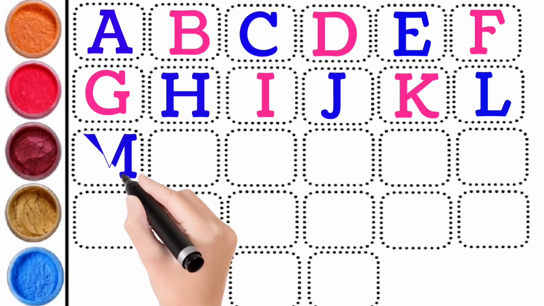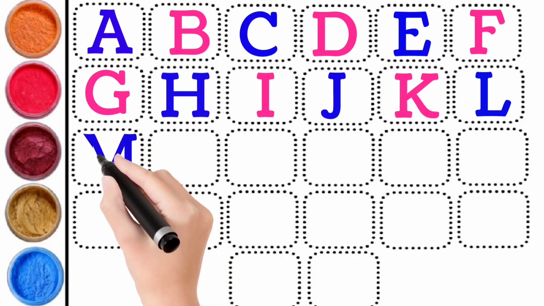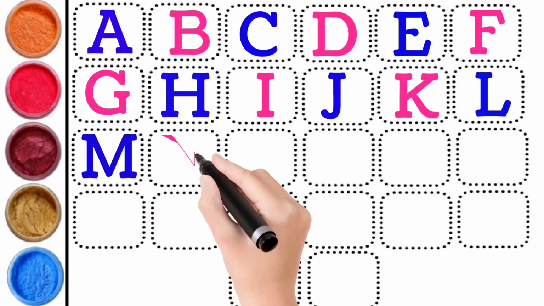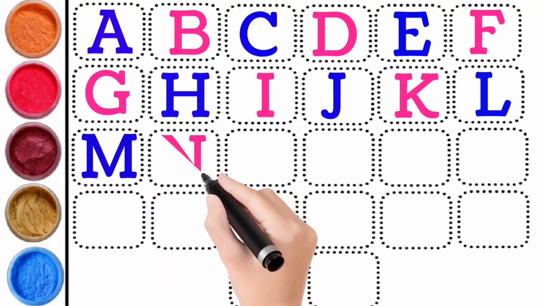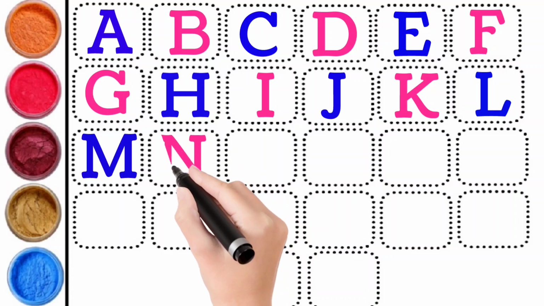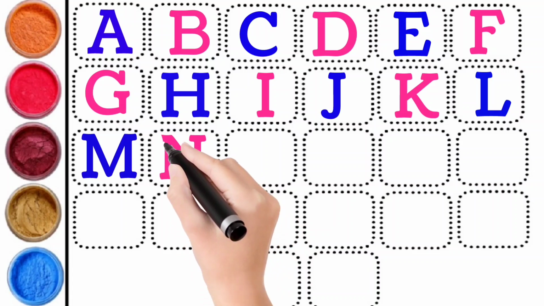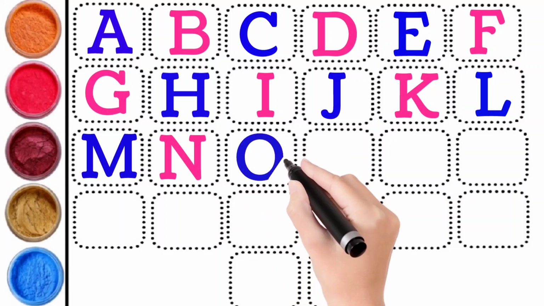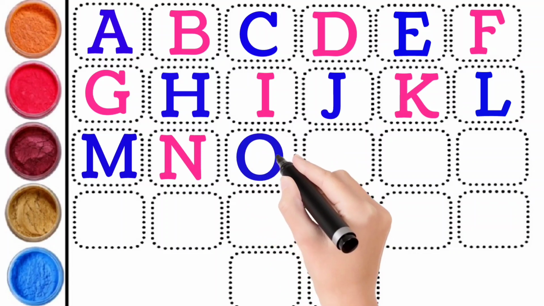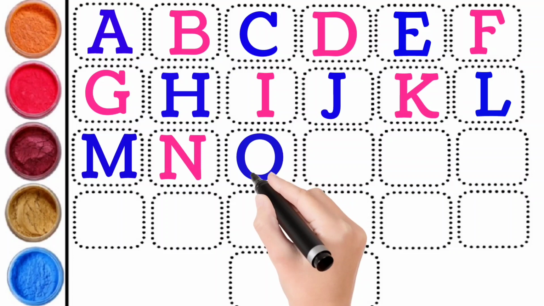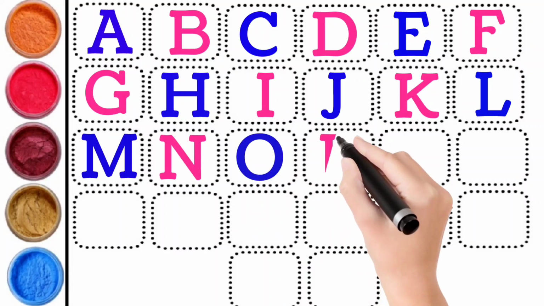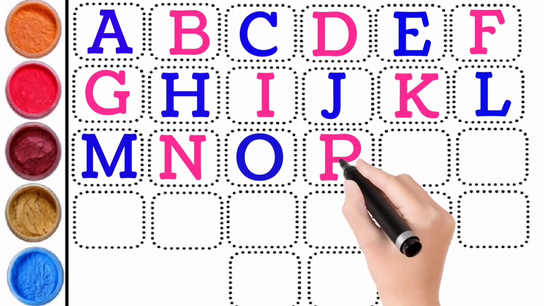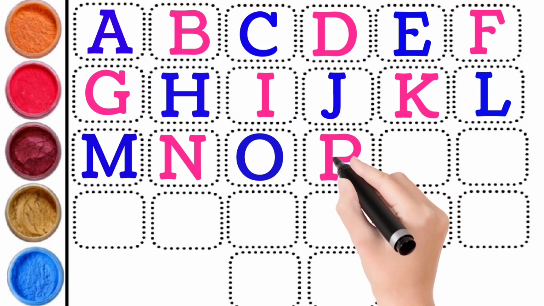M, M for monkey, M for monkey. N, N for nest, N for nest. O, O for octopus, O for octopus. P, P for parrot, P for parrot.